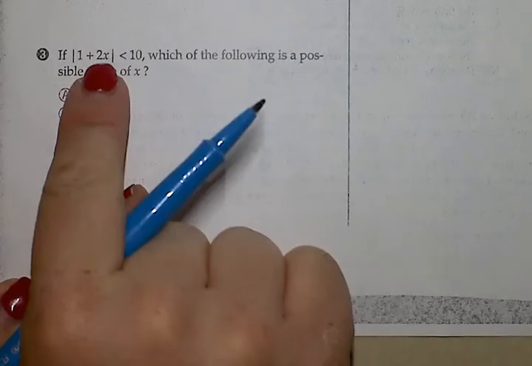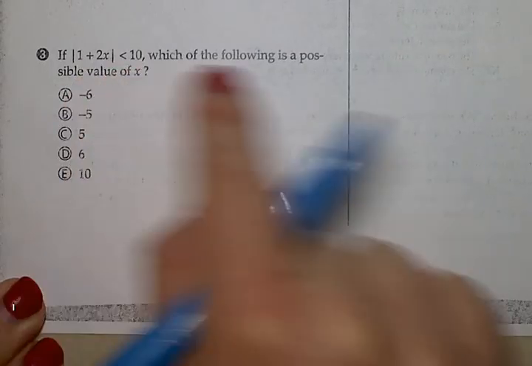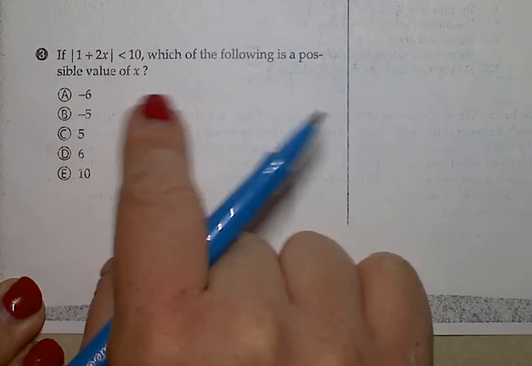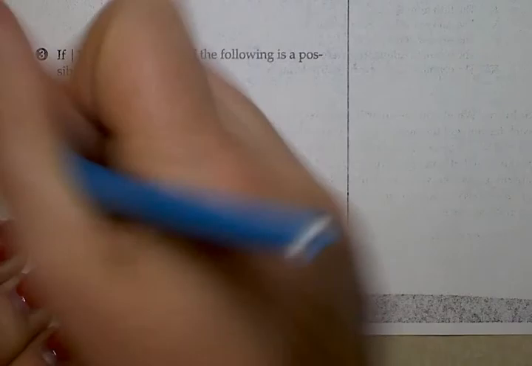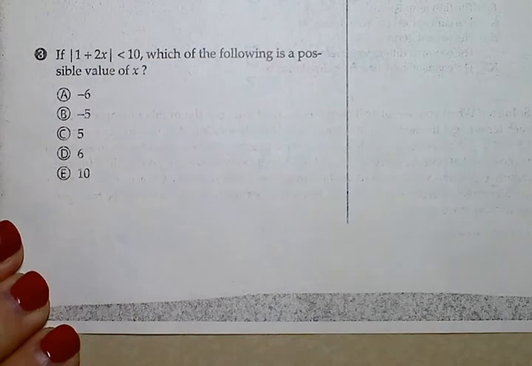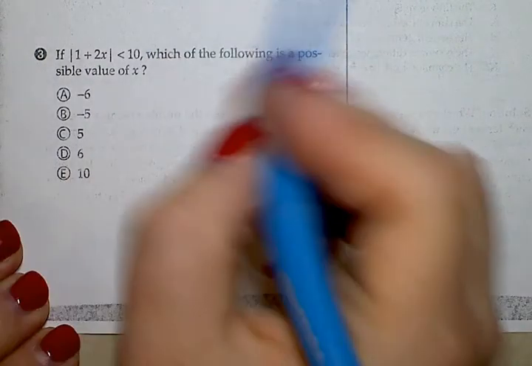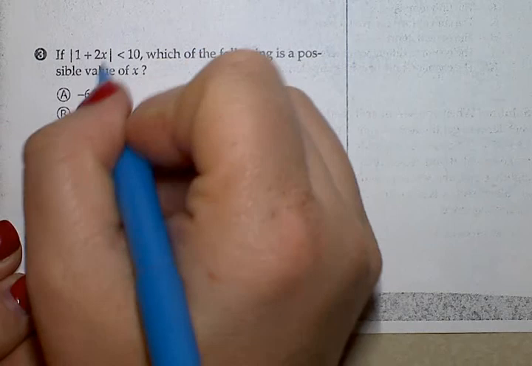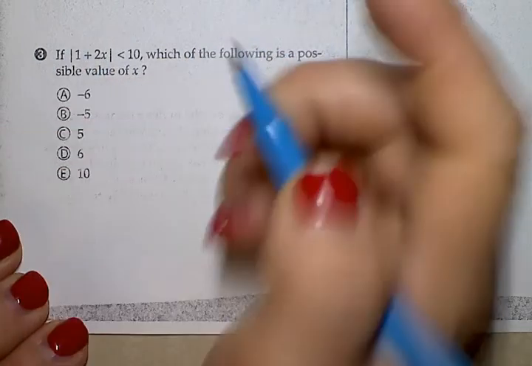Number 3. If this quantity is less than 10, then which of the following is a possible value of x? So now I'm going to show you, again, you could have plugged these in just like I did for number 2, and to find out which one would work, I'm going to show you how to do it algebraically. Again, absolute values will have 2 answers unless the answer is 0.